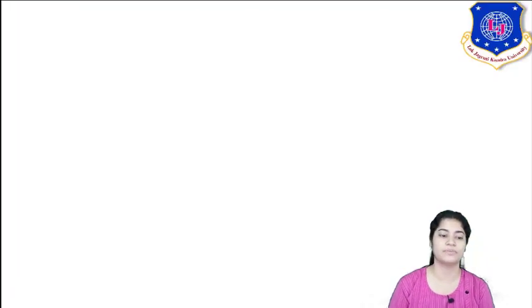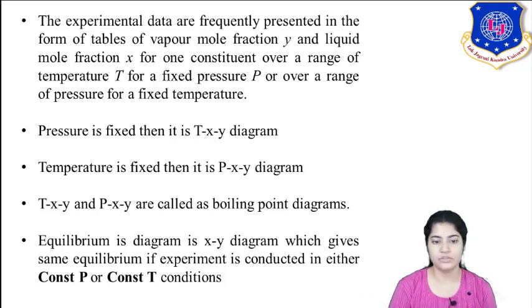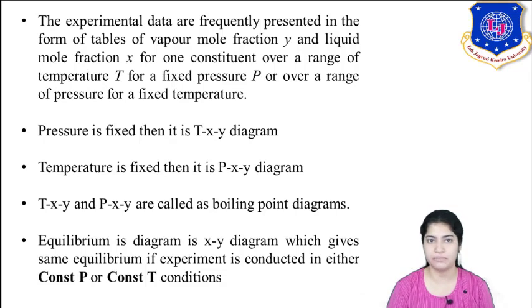So let's move forward. When we carry out our experiment, the experimental data is represented in the form of tables of vapor mole fraction and liquid mole fraction. You can carry out your vaporization experiment either at constant temperature or at constant pressure. For constant temperature, you fix a temperature, boil your liquid at that constant temperature only, and vary the pressure.